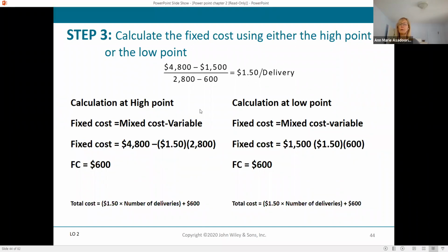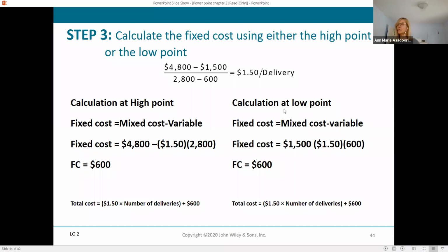So how do I get total variable? I know the variable cost per unit is $1.50 per delivery. And when that cost was $4,800, I did 2,800 deliveries. So the total variable cost is that cost per unit times the volume of 2,800 deliveries. And if I back out total variable from the mixed, I get a fixed cost of 600.